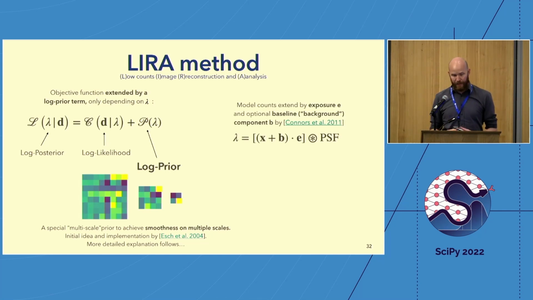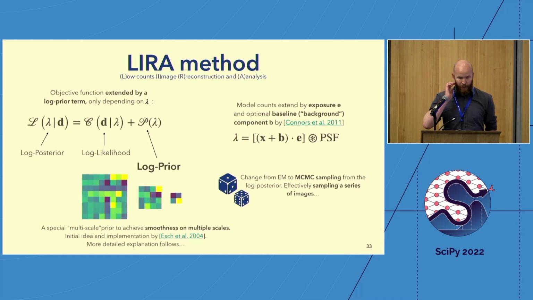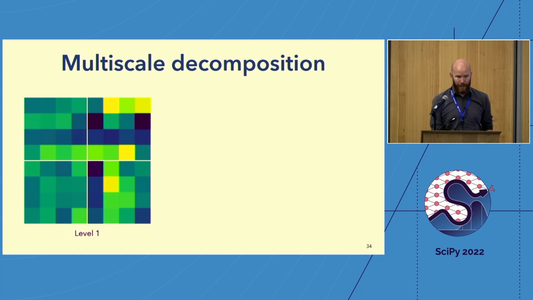And then there was also another slight modification in this LIRA method proposed in 2011, where the model counts can now actually be extended by the exposure, so one can take the exposure into account, and also optionally a baseline or background component to the model. And then, as is very common with the Bayesian treatment of the problem, one also just changes from expectation maximization to an MCMC sampling from the log posterior function here, and effectively one starts sampling a series of images that are compatible with the log posterior.